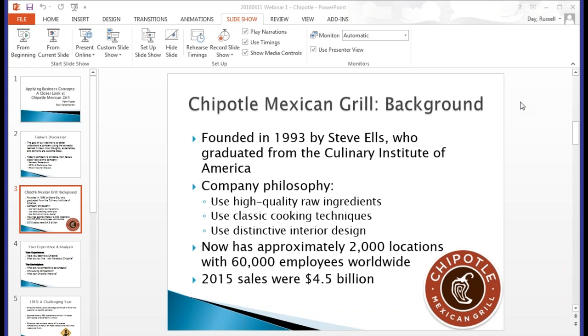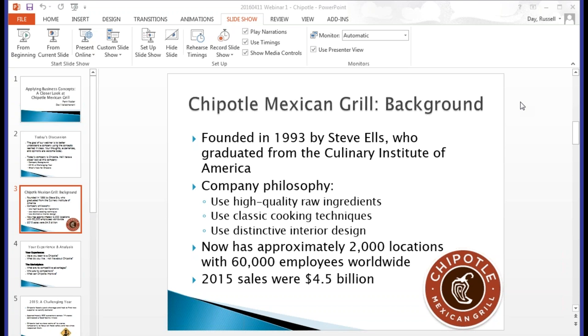As a result of his culinary training, the use of high quality ingredients is an important part of the company philosophy. I think that's why a lot of consumers like Chipotle, because they feel it's fresh, it's vegetable, it can be somewhat healthy, but it's about using high quality raw ingredients, which can be a foundation for high quality food. The second component in his philosophy is to use classic cooking techniques. Somebody who has really studied cooking from a science perspective, you can see why they believe techniques are important in how the food is prepared.